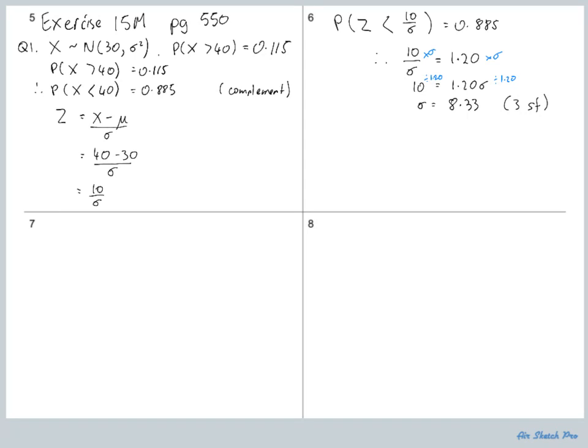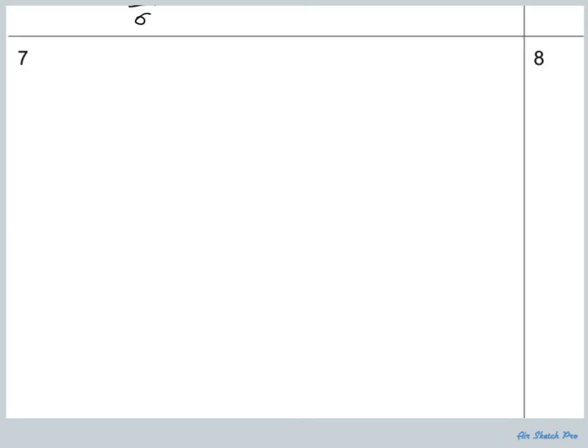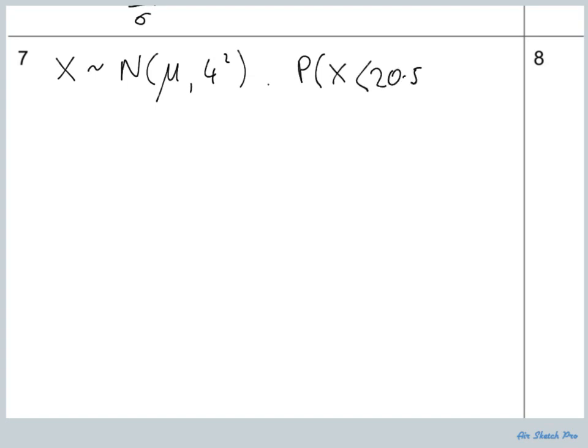Okay, same technique though. Question 2, you can see it's the mean that we're missing, but it's the same technique. So let's set it up. I'll zoom up just for the first page so you can see it. I'll zoom out in a second. Question 2 says X is distributed normally with an unknown mean and a variance of 4 squared. And we're told that the probability of x less than 20.5 is equal to 0.9. So there are our facts.